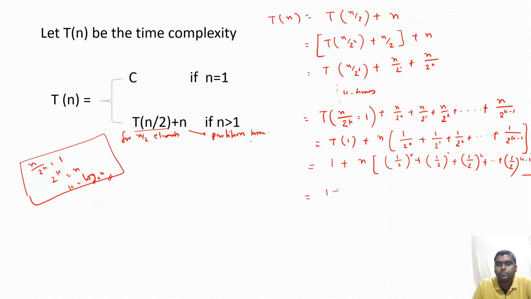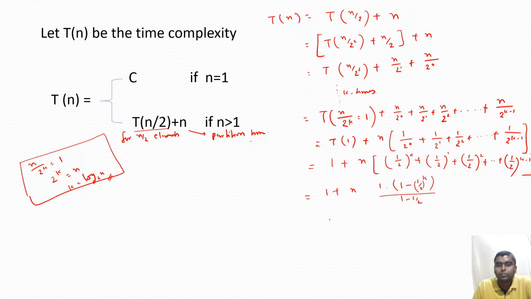So what will be the resultant? 1 plus n. So here the formula is what? A. So what is A? A is 1 into 1 minus common ratio raised to the power number of terms. So how many terms are there? K, from 0 to k minus 1, so k terms. So 1 upon 2 raised to the power k divided by 1 minus half. So it is 1 minus half.